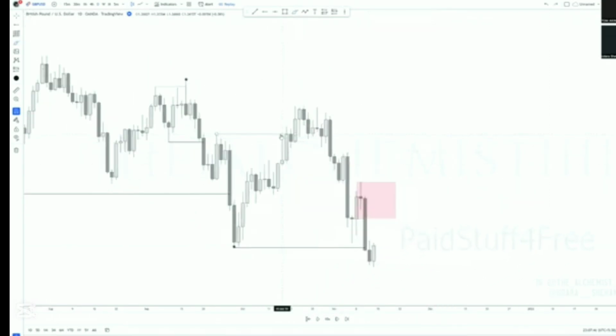Then this is taken out. And once you get a body closing below this low right here, then what happens? What's the high of the next range? This one, right? That will be the high of the next trade-in range. Can you understand that? Okay, once you get a body closing below that low.